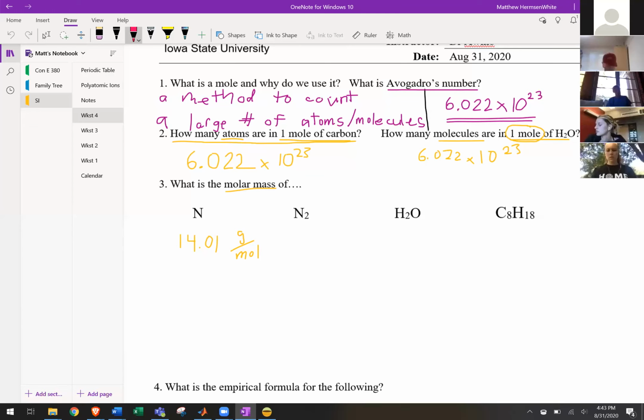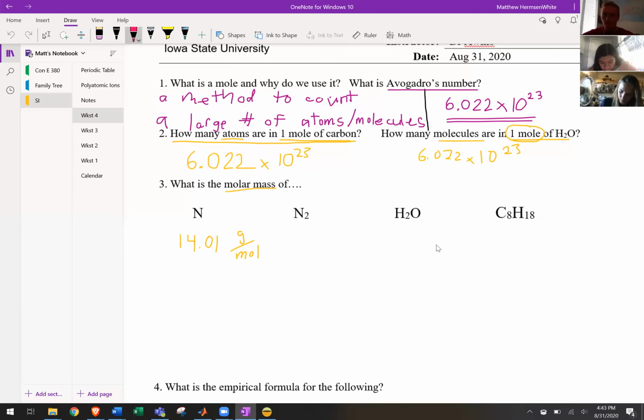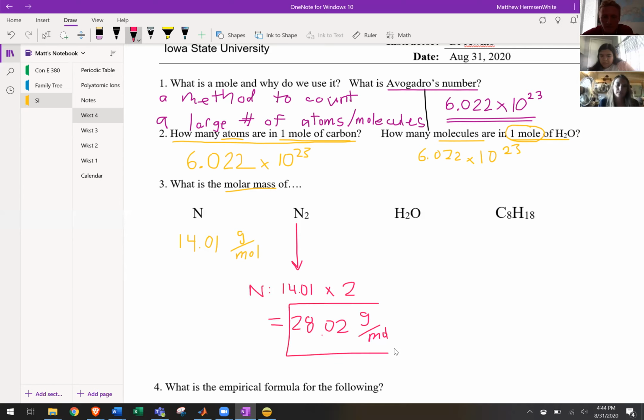Okay, if you're still working, that's totally fine. Well, let's do these ones together. So N2, do this one down here. So again, we know from the periodic table that nitrogen is going to be 14.01. And there's two of them. So 14.01 times 2, and we get 28.02. And the units for molar mass are grams per mole. 28.02 grams per mole.